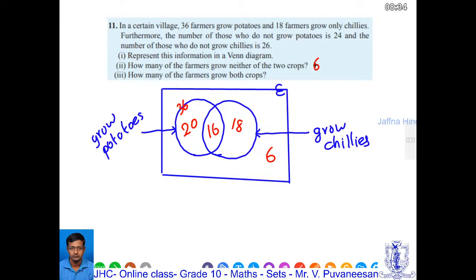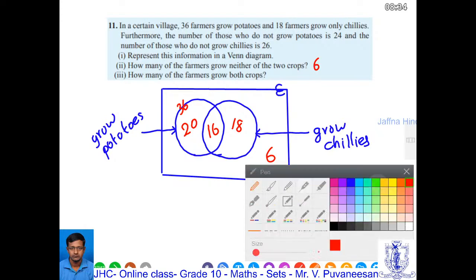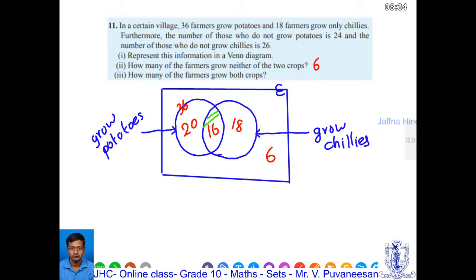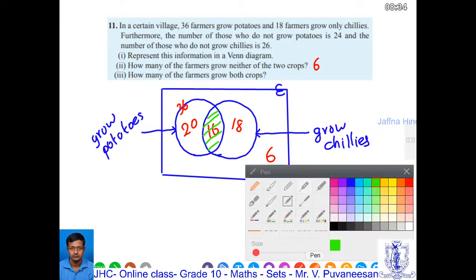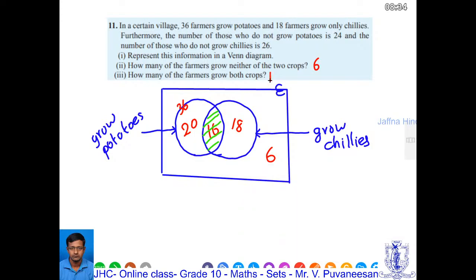Out of the two circles, 6. The 6 farmers. Okay. Next, how many of the farmers grow both crops? Grow both crops. In this region, this is the region that grows both crops. 16. Okay. 16 farmers grow potatoes and chilies. 16.